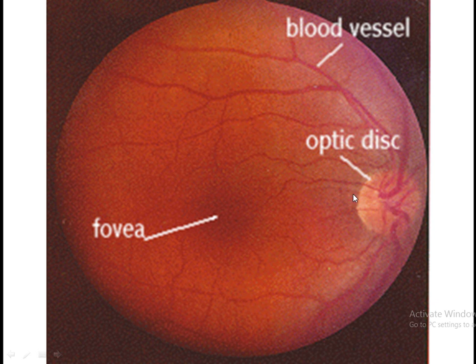And how are you going to check it? What is the identification point for this optic disc? The best is the blood vessels which emerge from this point and are distributed to the whole of the retina. So this is the point for the identification of the optic disc.